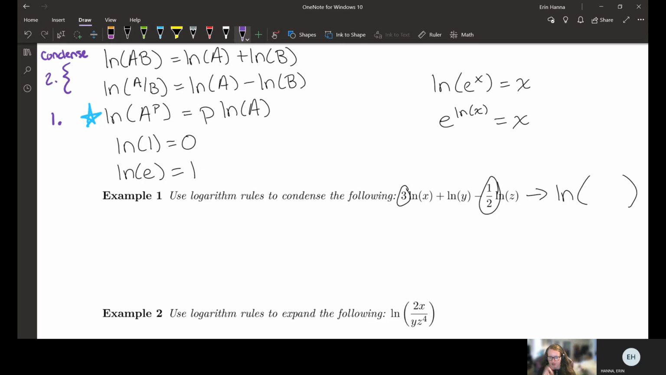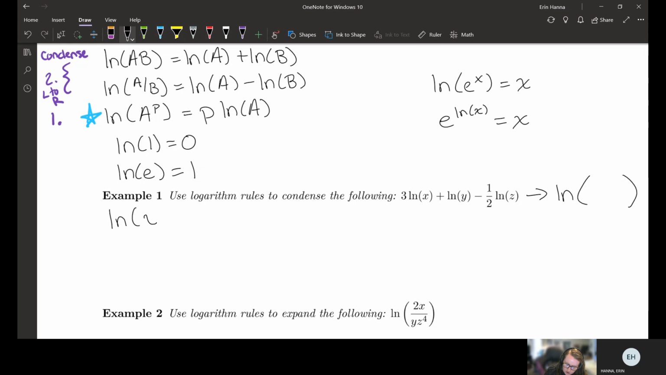So you look for powers first, and then you look from left to right, so left to right for the addition and subtraction. I want to take care of these powers first, so let's go ahead and use that rule. These powers are already outside. So I essentially have the right side and I want to go back to the left side. I'm going to bring those powers inside of the logarithm.